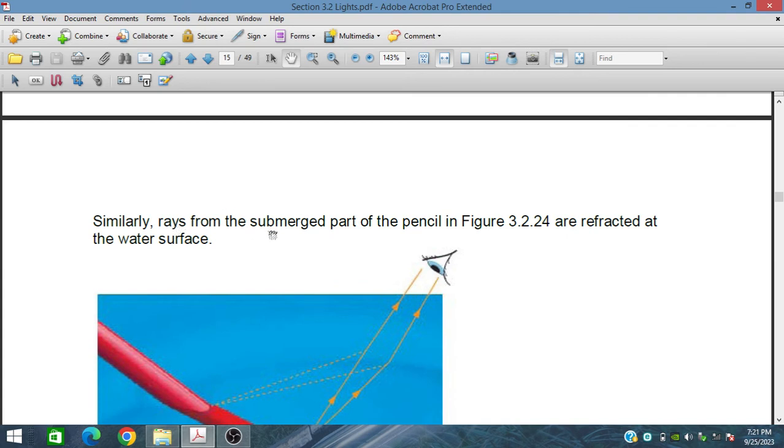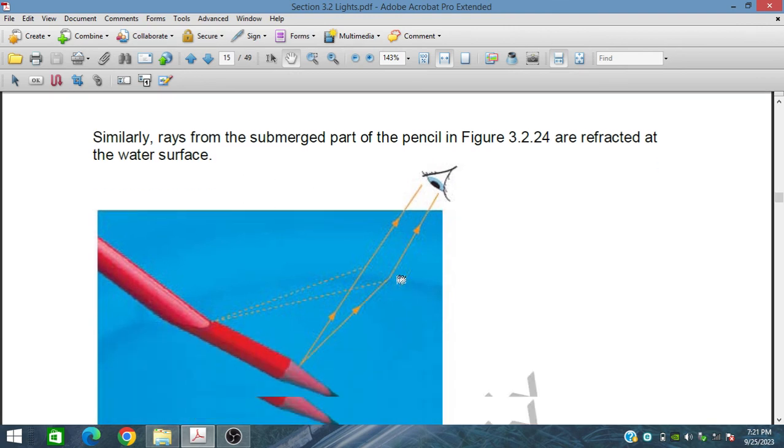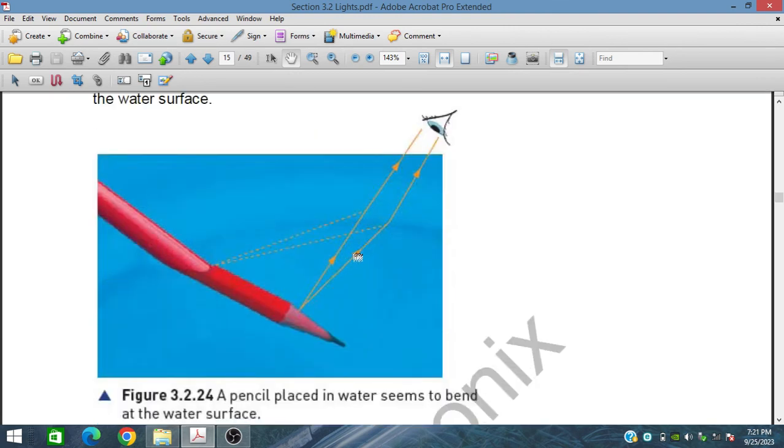Similarly, the rays from the submerged part of the pencil in the figure are refracted at the water surface. So at the water surface it will look like this. Rather than this, it will bend like this. Actually the pencil is at this depth, but due to this refraction it will look like it bends.